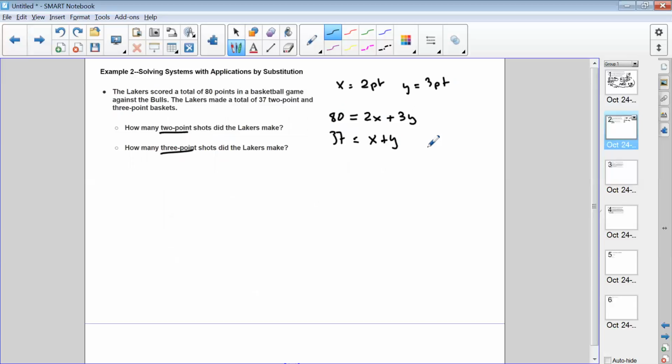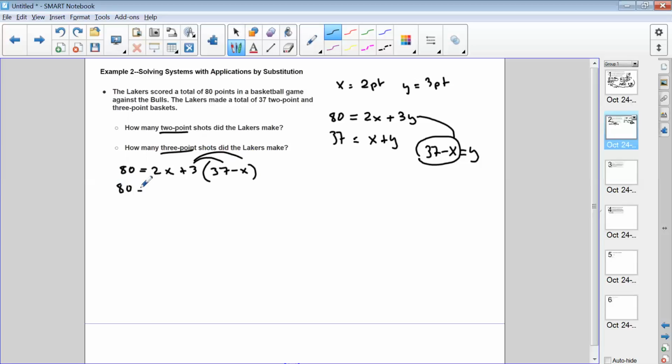So I'm going to solve for y here, so 37 minus x equals y, and again, the reason that's easier to do is because the coefficients of x and y are 1. So wherever I see in the first equation a y, I'm going to substitute 37 minus x. So over here I'm going to get 80 equals 2x plus 3 times 37 minus x. Again, I'm in terms of x's, so when I solve this equation, I'll know what x would be, which would be my 2-point baskets. So I'm going to distribute.